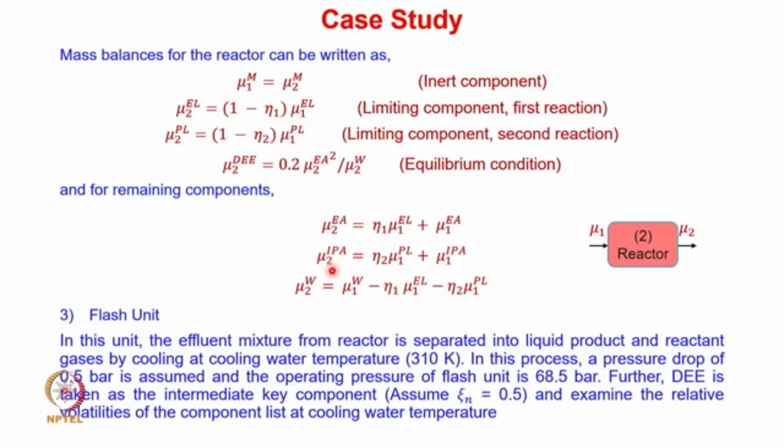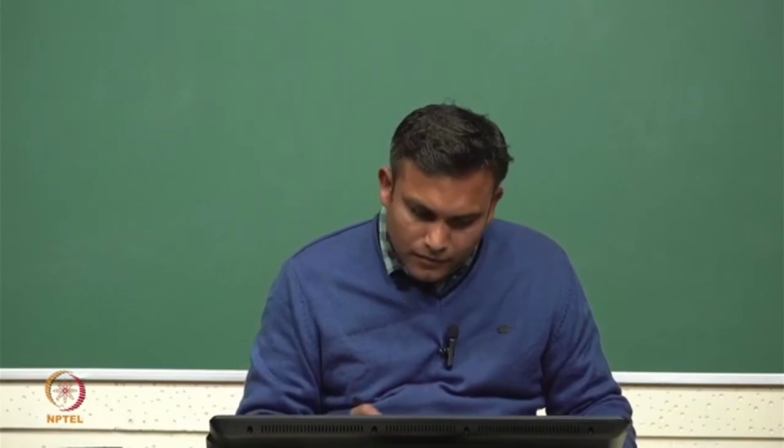Mu2 IPA is nothing but the molar flow rate of isopropyl alcohol coming out from the reactor, and that will be given by eta 2 into mu1 PLs plus mu1 IPA. So this mu1 IPA is nothing but the isopropyl alcohol present in the feed to the reactor. Similarly, mu1 Ea is nothing but the ethyl alcohol present in the feed which is charged to the reactor.